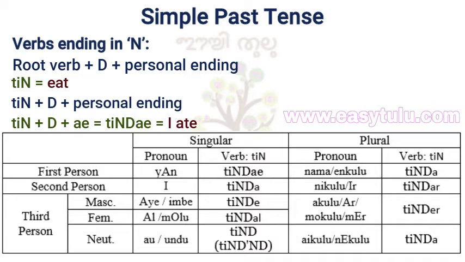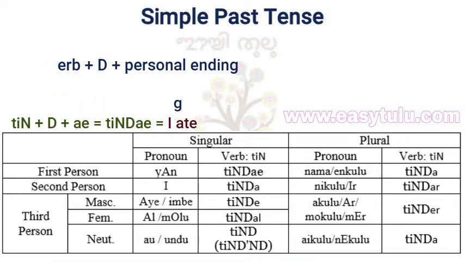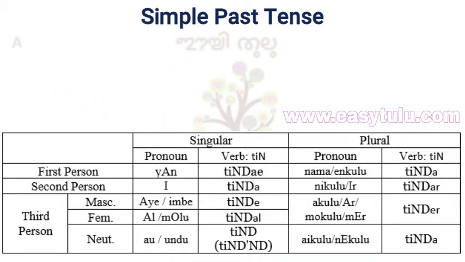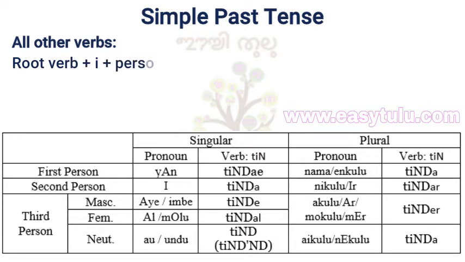Okay, all the verbs ending in nu are conjugated in the same way in simple past tense. Third one is all other verbs except pu ending and nu ending verbs. To conjugate all other verbs in simple past tense except pu ending and nu ending verbs, add e sound to the root verb and then add personal ending. So it is root verb plus e plus personal ending.